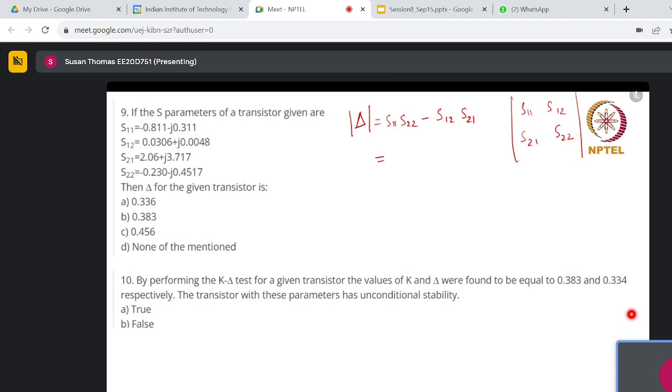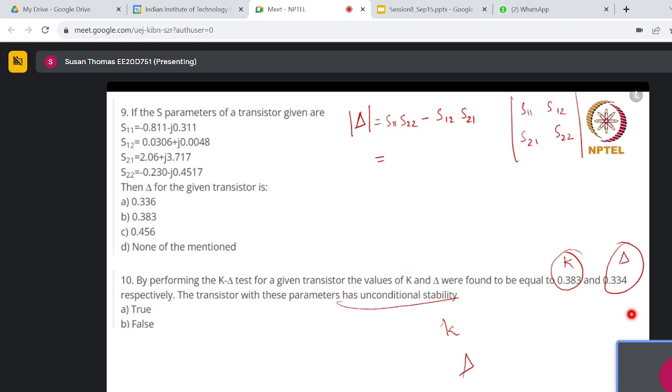By performing the K delta test for a given transistor, the values of K and delta were found to be these: this is K and this is delta. The transistor with these parameters has unconditional stability. Is it true or false? For that, you should understand what is the condition for K and delta if it is to be unconditionally stable. Any answers from you? What should be K and delta?